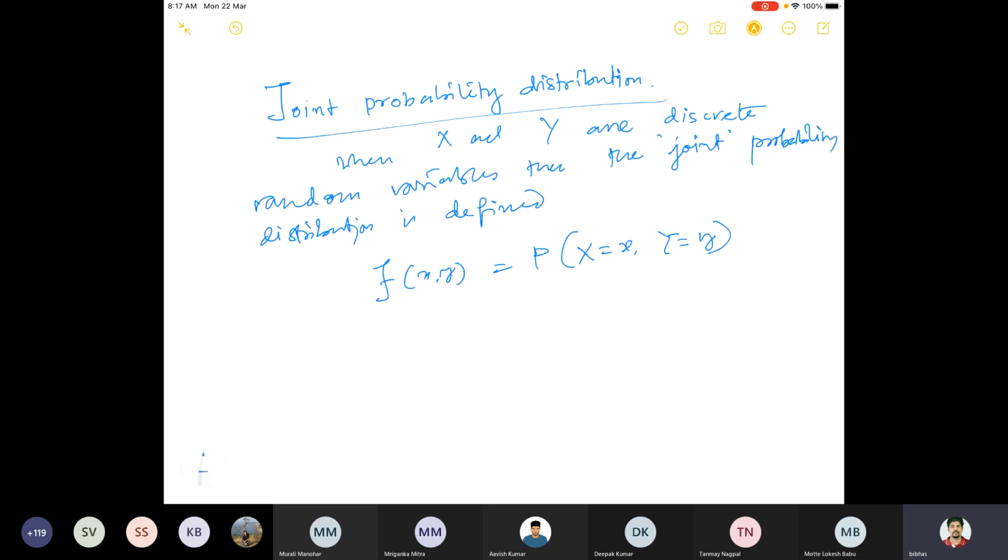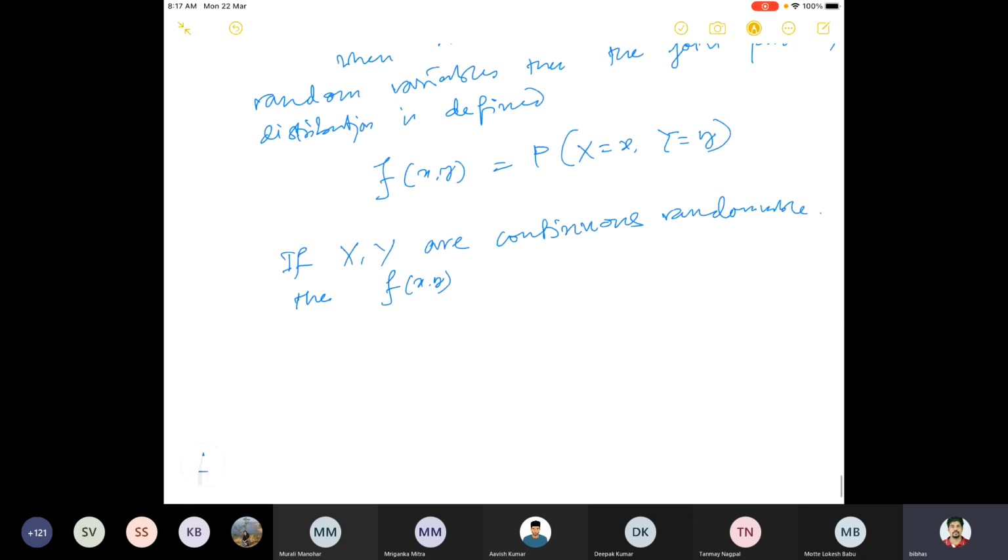And if capital X and capital Y are continuous random variables, then f of x, y gives the values of a kind of curve or surface on the xy plane, and then the joint density function is defined. So we'll call this a joint density function.